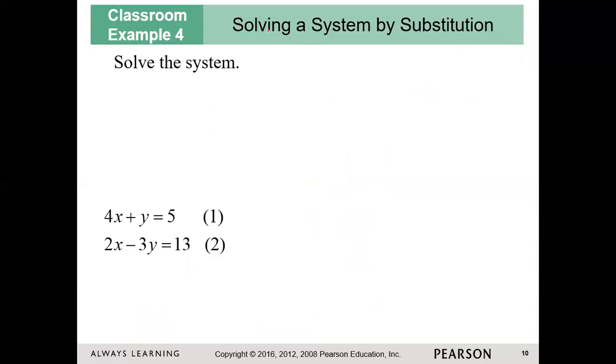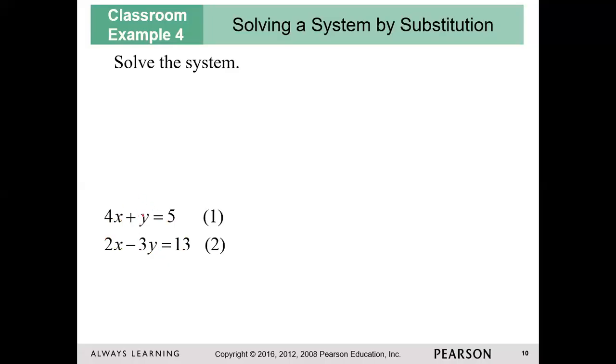All right, so again, we're going to solve this system by substitution. And so I'm going to go back to that, like, when do we do that? We use substitution when you have a variable by itself in at least one of the equations. You look at both of these equations, 4x plus y equals 5, 2x minus 3y equals 13. You do not have a variable by itself, but you can get this y right here by itself very easily without any fractions because it has a coefficient of 1.